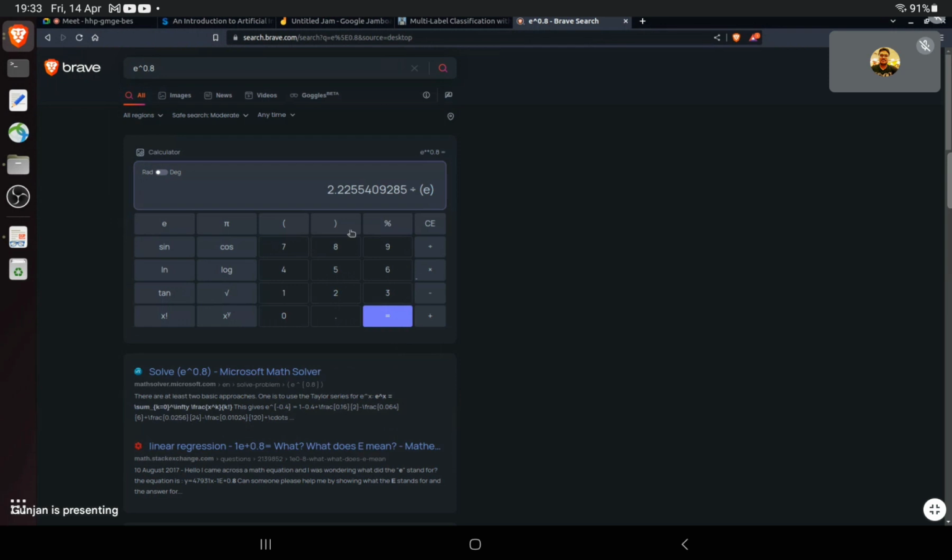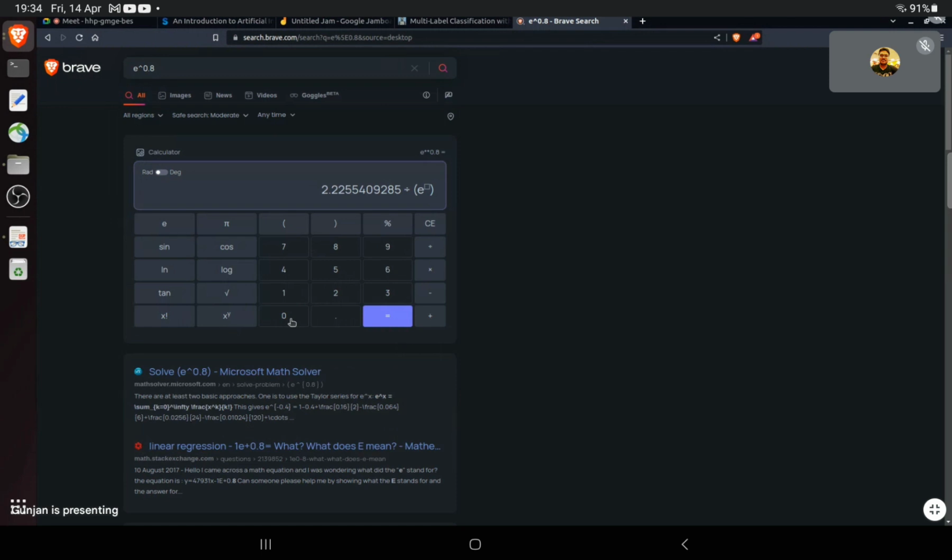How do you put the power? There is no e to the power, right? Can you find it? x to the power y, second column, last row. This one, right? You press e, and then, okay, I made a mistake. And then I do this. Now you press power 0.8.